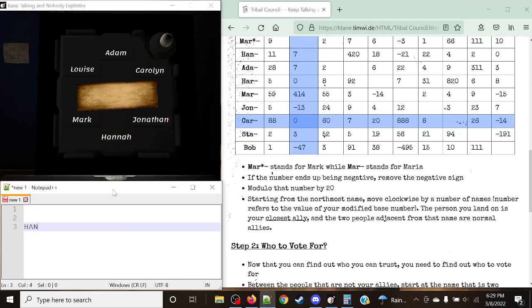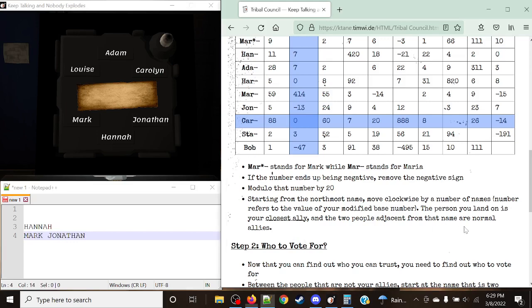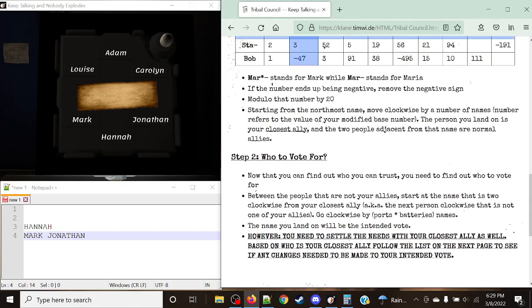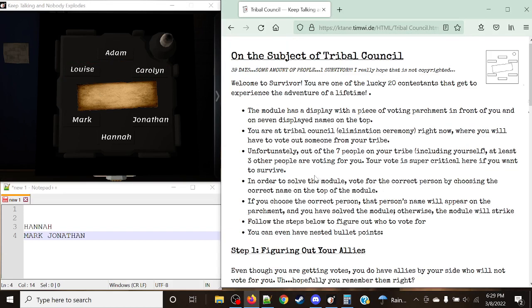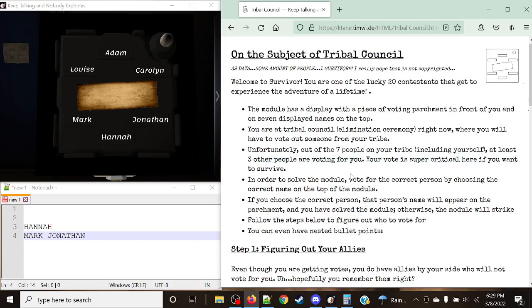So Hannah is our closest ally, which is the person that we land on, and the 2 people adjacent to that name are the normal allies. So Hannah is our closest ally, and Mark and Jonathan are our 2 normal allies. Based off of this information, we know for a fact that Luis, Adam, and Caroline, because they're not our allies, all plan to vote for me. There are 3 other people voting for you, and your vote is super crucial if you want to survive.